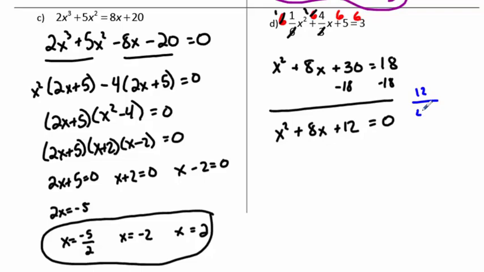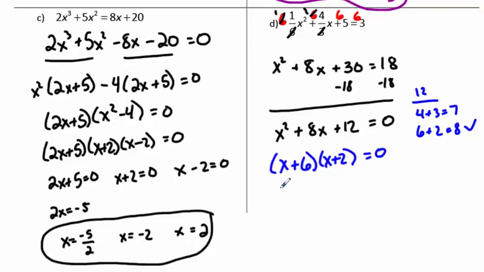12 is 4 times 3. 4 plus 3 is 7, so that's not going to work. 12 is also 6 times 2, and 6 plus 2 is 8. So this one will work. The first choice we chose did not work. Keep on trying until you get it factored. So this factors into x plus 6 times x plus 2 equals 0.